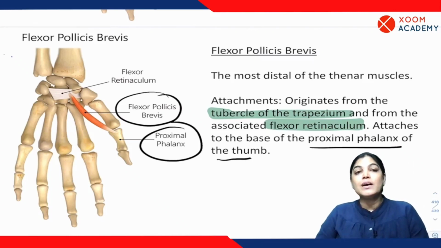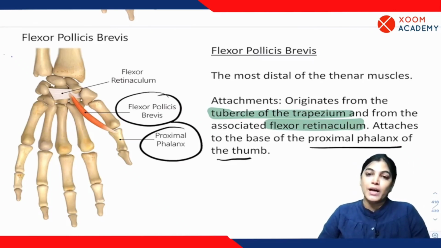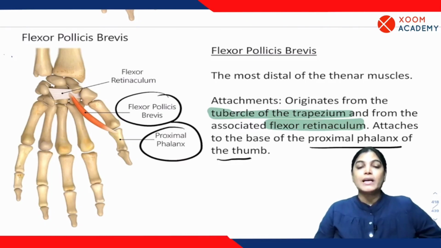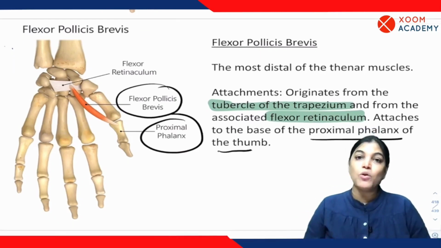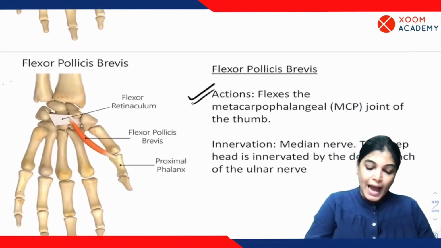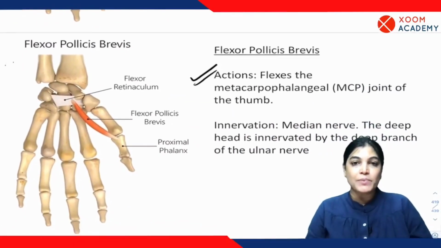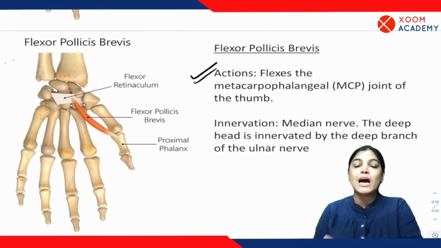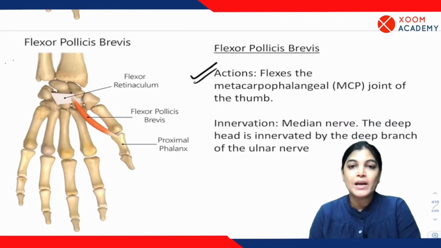It is attached to the tubercle of the trapezium bone and also part of the flexor retinaculum, and you can clearly appreciate in this diagram that it is also attached to the proximal phalanx of the thumb. Only the difference is the function. The action of this muscle is flexion of the thumb. I would also like to add, this is an example of a hybrid muscle because most of the time it gets innervation from both median nerve and ulnar nerve. So please note down this point. The action of flexor pollicis brevis is flexion of the metacarpophalangeal joint of the thumb.